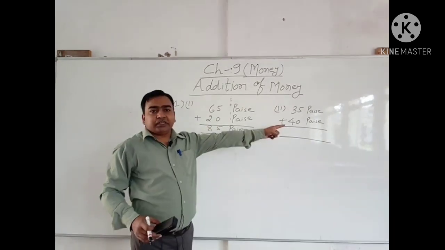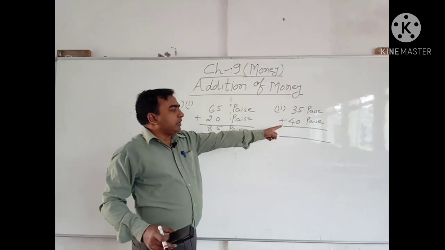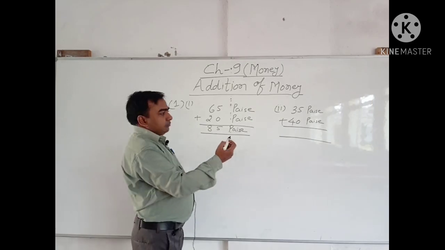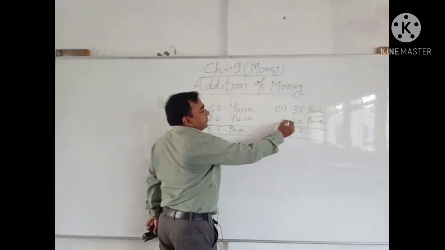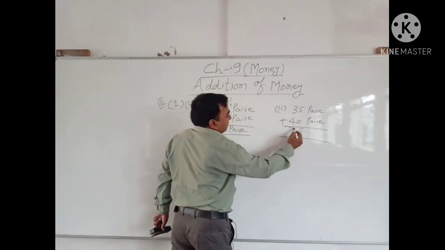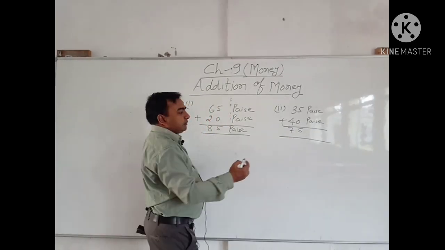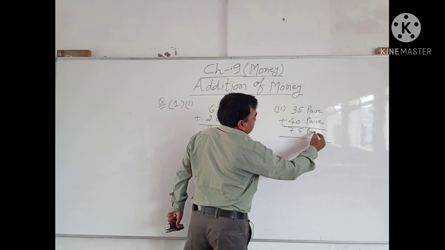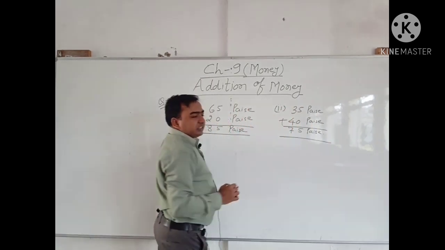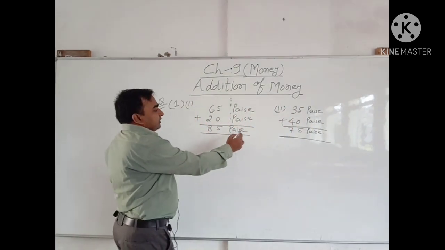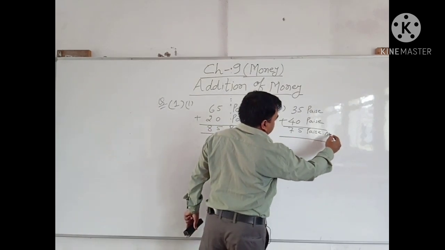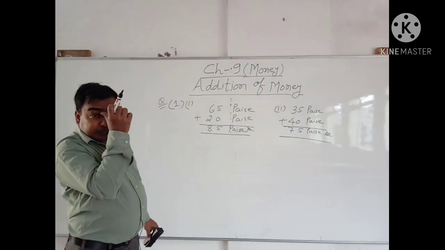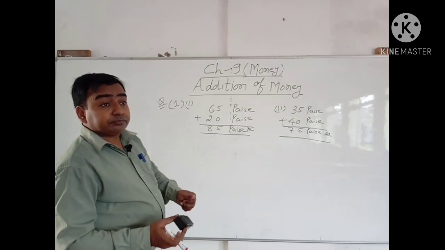Now come to the second question. 35 paise plus 40 paise. Same. 5 plus 0 equal to what? 5. 3 plus 4 equal to what? 7. What is the correct answer? 75 paise. This is our answer.